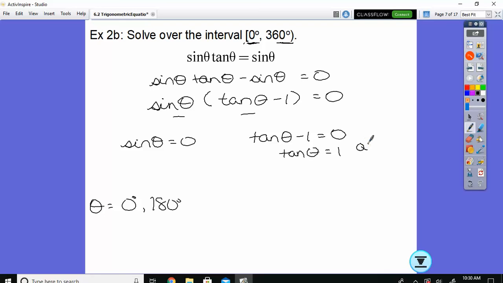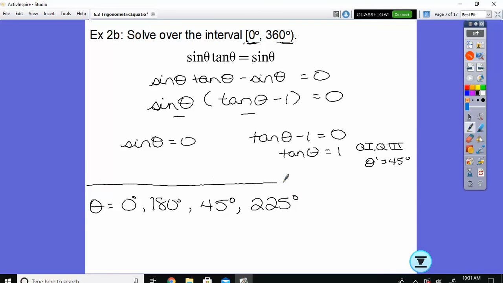So tangent is positive. What quadrants does that happen in? 1 and 3. Reference angle, when is tangent 1? 45 degrees. So 45 degrees in quadrant 1 is 45 degrees. In quadrant 3, 180 plus 45 is 225. And since I didn't say all possible solutions, I just asked for 0 to 360, you don't have to do the plus 360 degrees k case. Any questions on that one?